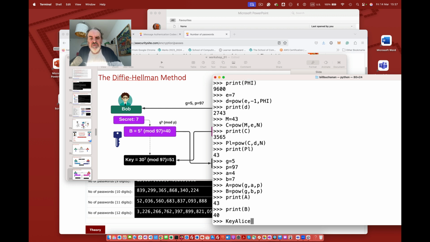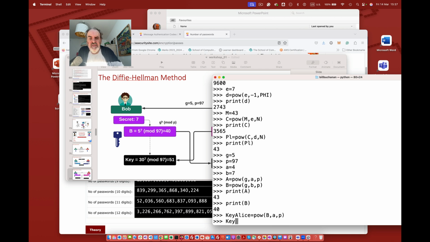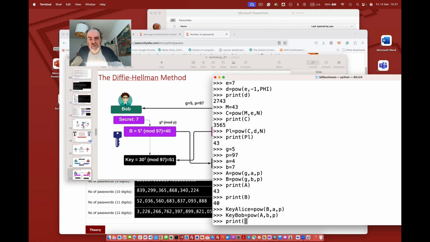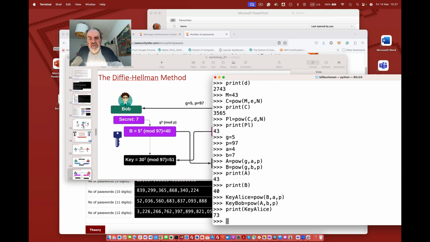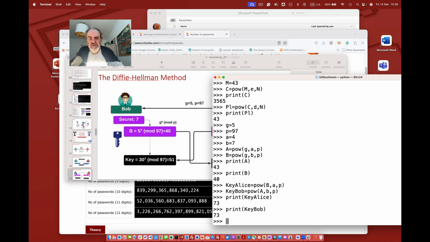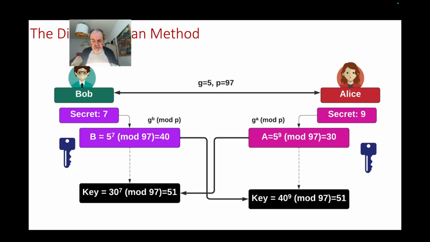So the key that Alice will generate will be Bob's value to the power of her secret a mod p, and the key that Bob will generate will be the value he gets from Alice to the power of his secret b mod p. So hopefully, fingers crossed, we should get the same value for Bob and Alice here, and that's right, they're both correct. Okay, so with the Diffie-Hellman method, we can openly exchange values and end up with the same shared secret.